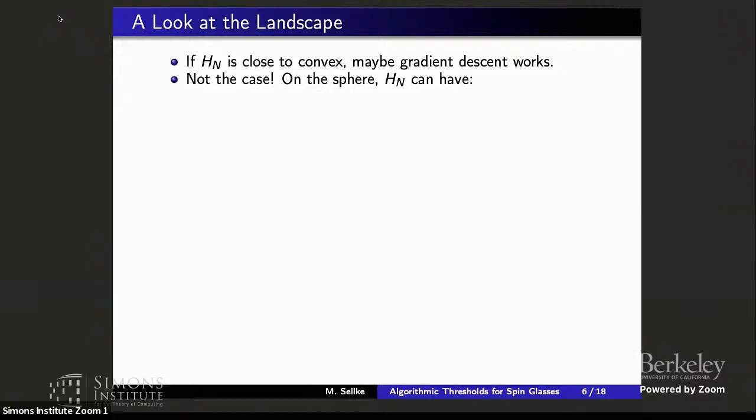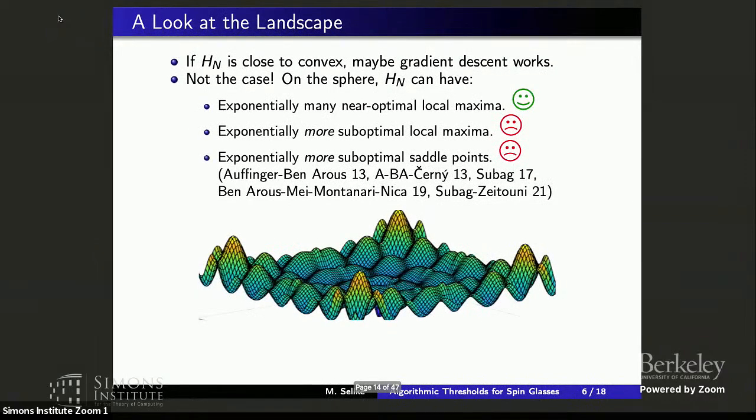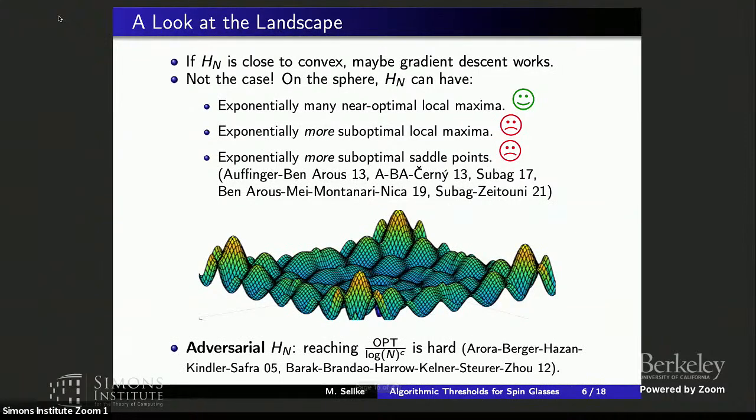Okay, so let me quickly say something about the landscape. If we have a function that's close to convex, maybe we can just do gradient descent, but this isn't really what happens. These functions, if you look at them on the sphere, can have a huge number of near optimal local maxima, which sounds like maybe it's good, but they have even more places where we get stuck that aren't so good. So we probably can't just use gradient descent. I also want to mention that if you have a worst case problem instance like this, you can't even get a constant approximation factor. So we're going to need to use the randomness, and we probably can't use gradient descent.